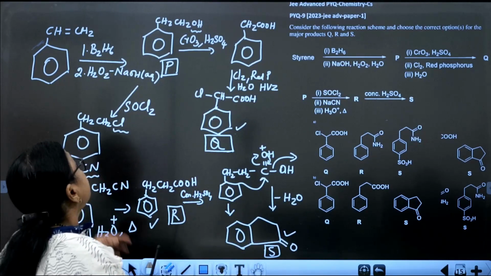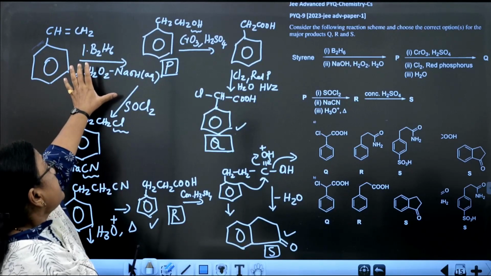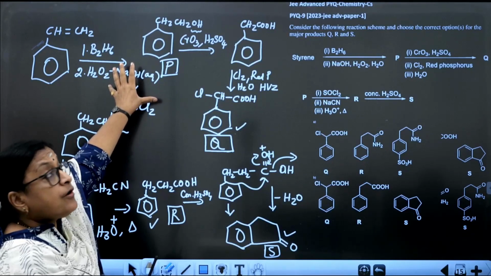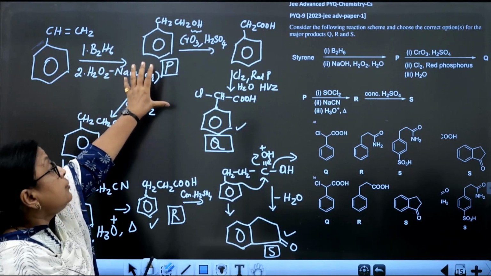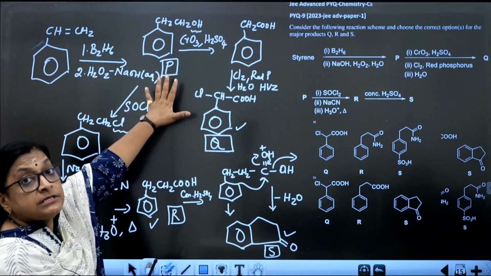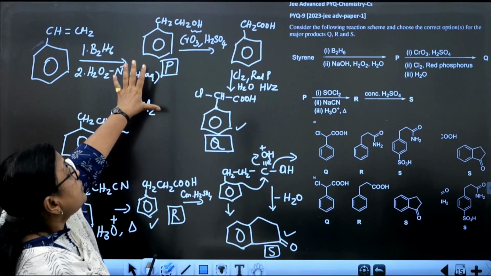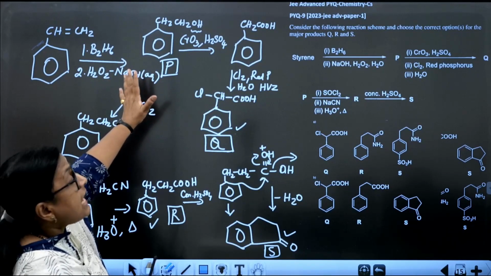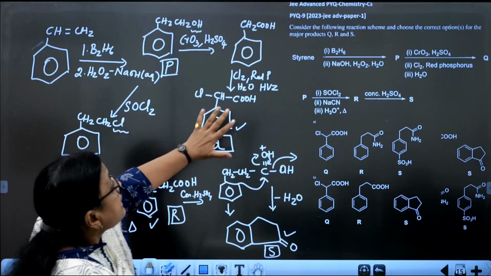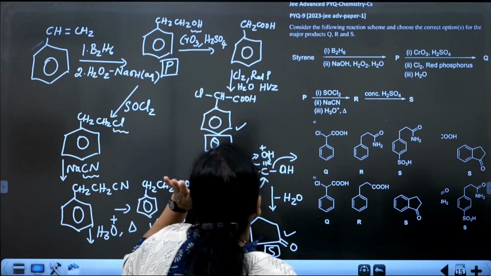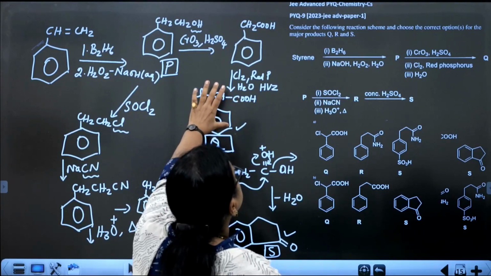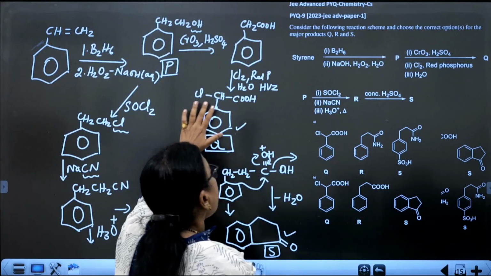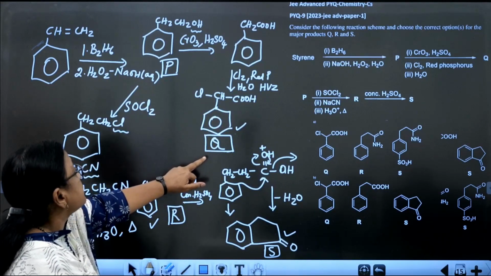To begin with, styrene underwent hydration, the hydroboration oxidation reaction. You get an alcohol in accordance with anti-Markovnikov's rule, which, being a primary alcohol, underwent oxidation with acidified CrO3, giving a carboxylic acid with the same number of carbon atoms. And this carboxylic acid with chlorine and red phosphorus underwent the HVZ reaction, giving an alpha halocarboxylic acid, which is Q.